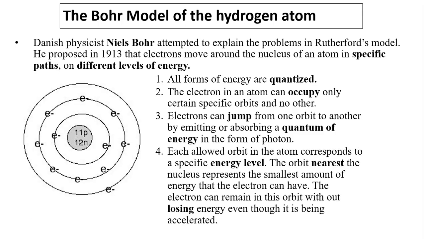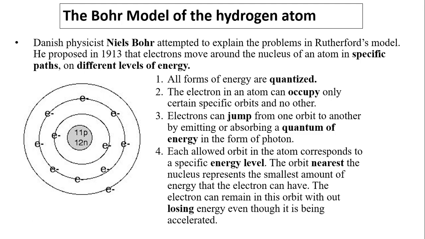Basically, he says no, they are not losing energy. That's how it is. And he also said electrons can only occupy certain energy levels. So all forms of energy are quantized. The electrons can occupy only certain specific orbits and not others. Electrons can jump from one to the other, emitting or absorbing quanta of energy in the form of a photon. So they can absorb light or release light.